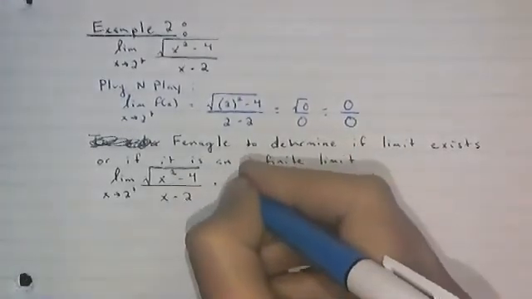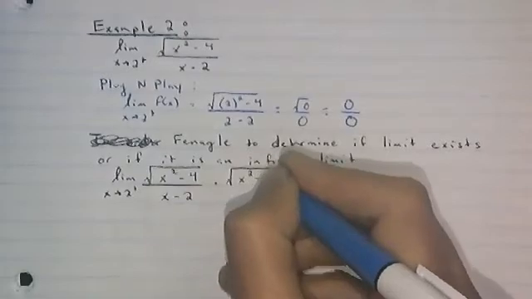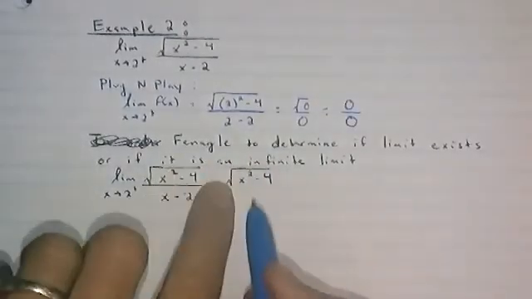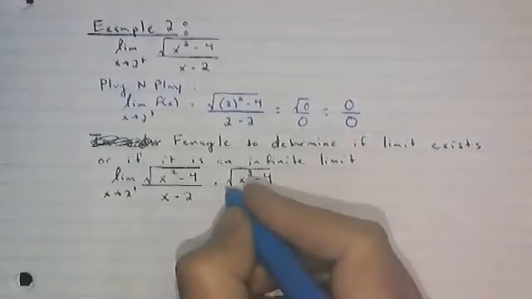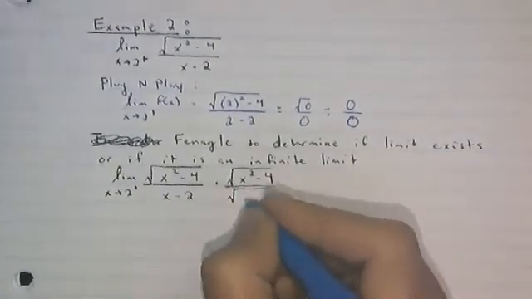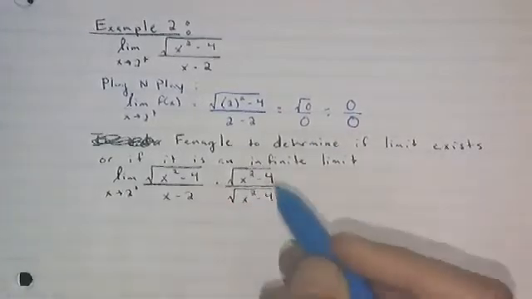Square root of x squared minus 4. We just multiply by square root of x squared minus 4. That's going to get rid of the radical symbol. But we can't just do that. We have to multiply by 1. So we're also going to do the bottom by square root of x squared minus 4. And now this is just 1, and that's fine and dandy.